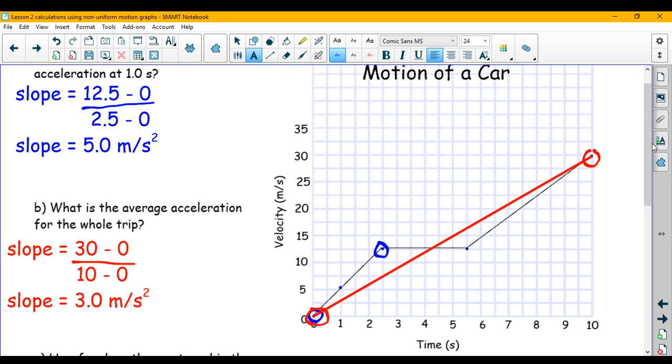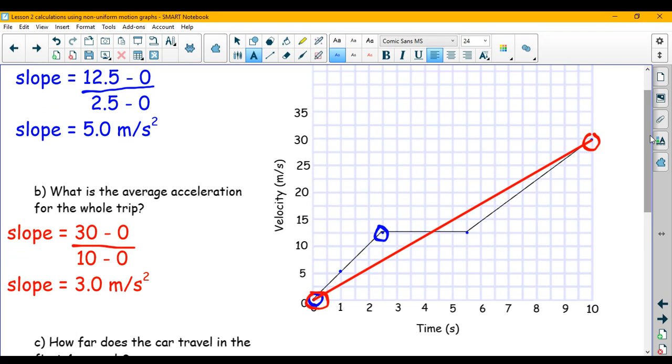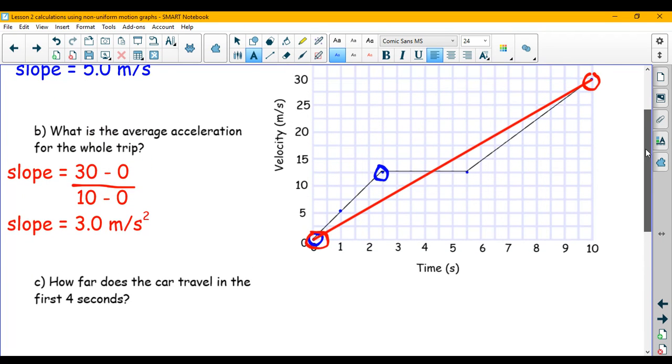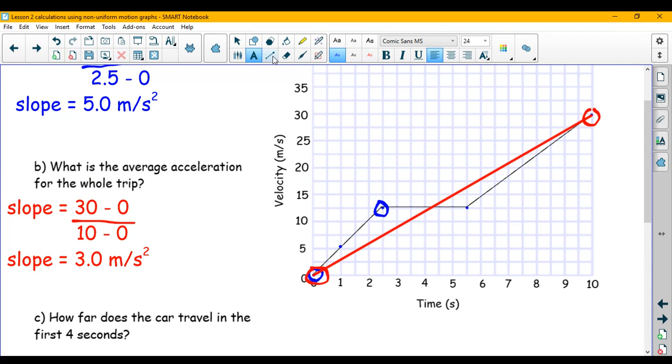Okay, so this video is going to solve part C and D of this question. When we look at this, remember we've already done these two. The third one is asking me to find how far the car travels in the first 4 seconds. So what I want to do here is figure out the area of this. So from here, I want to find the area of this section from here over to 4 seconds, back down and across.